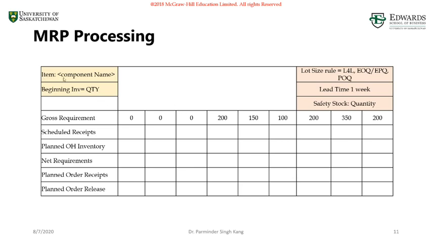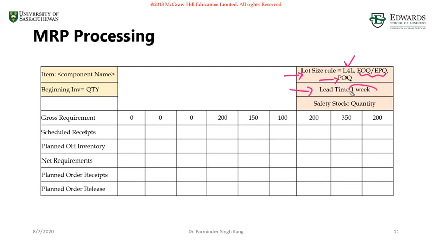So here we have the item or the component number. You will be given the beginning inventory, which is inventory carried from the previous period. Then here we have the lot size rule. So either you're going to use lot for lot, or the fixed order quantities, or fixed period model or periodic order quantity. Then you will be given the lead time.